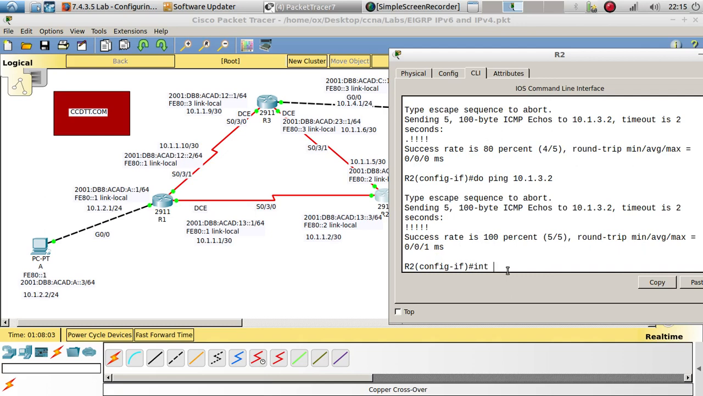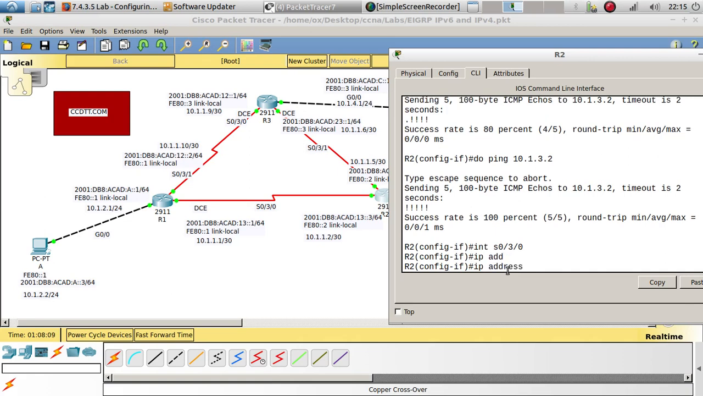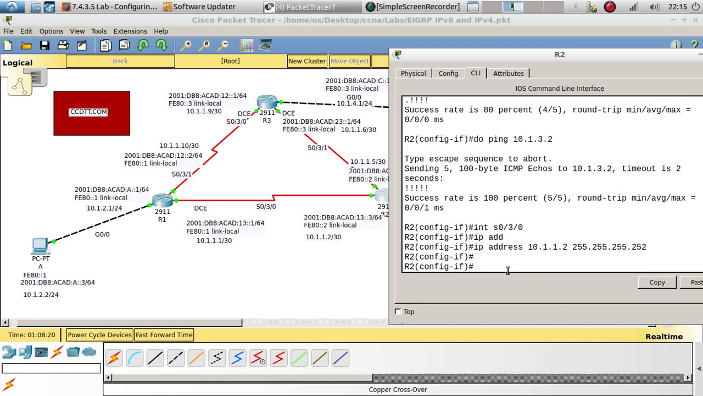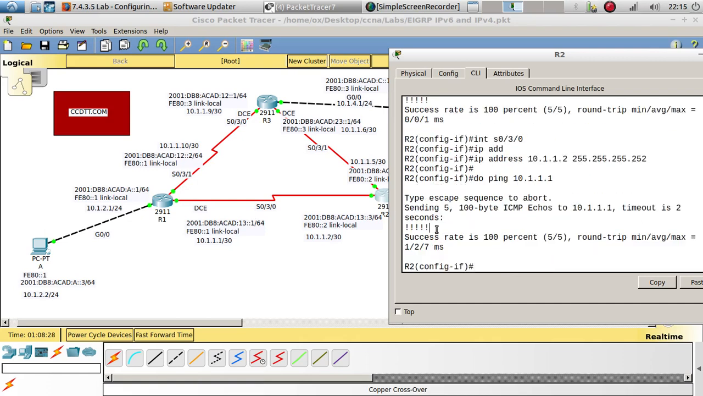Now let's go to interface 0/3/0, and the IPv4 address for that is 10.1.1.2 /30. And now I should be able to ping router 1 from router 2. Do ping 10.1.1.1. So here it is. So I'm able to use IPv4 now to ping router 1. So I'm able to use IPv6 and IPv4.